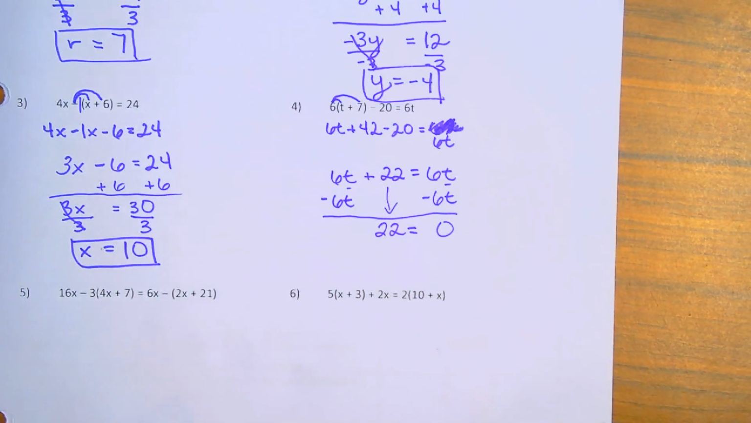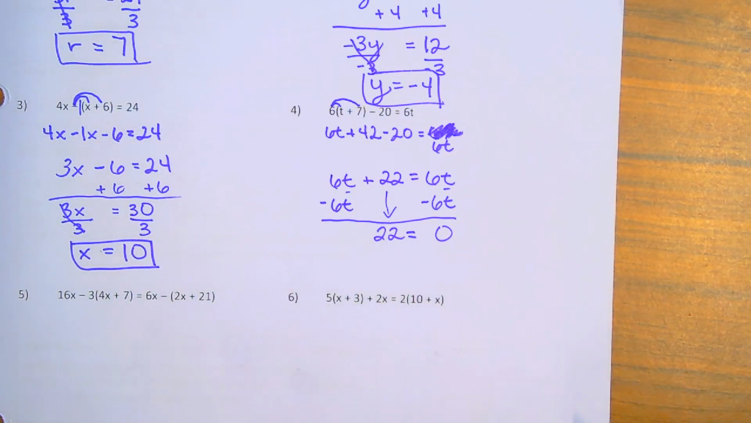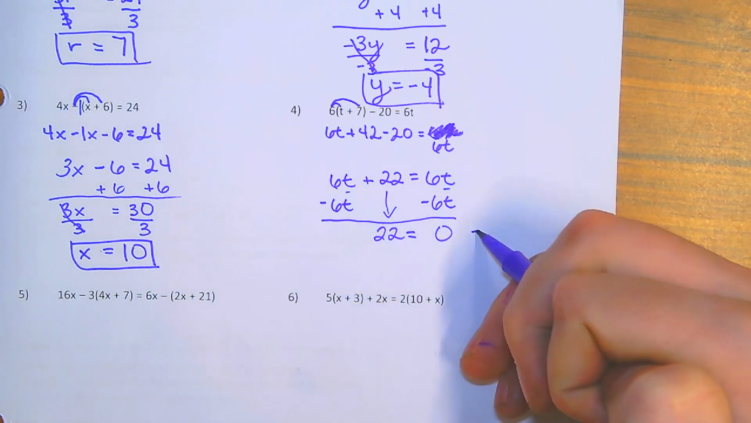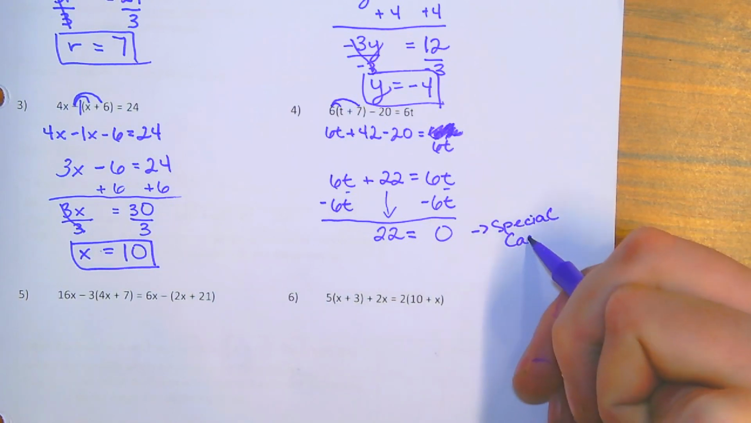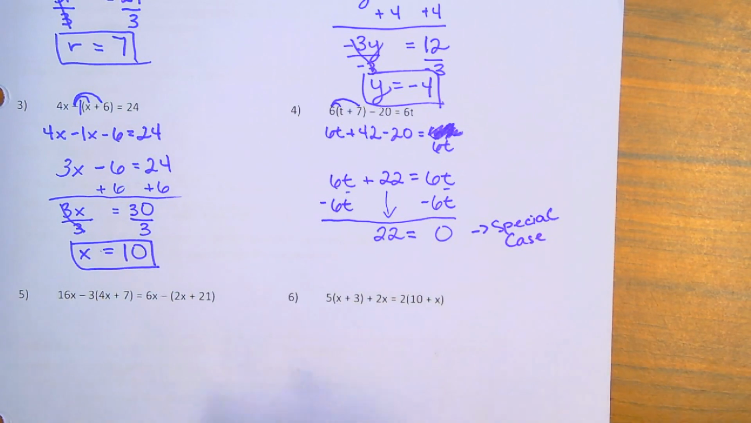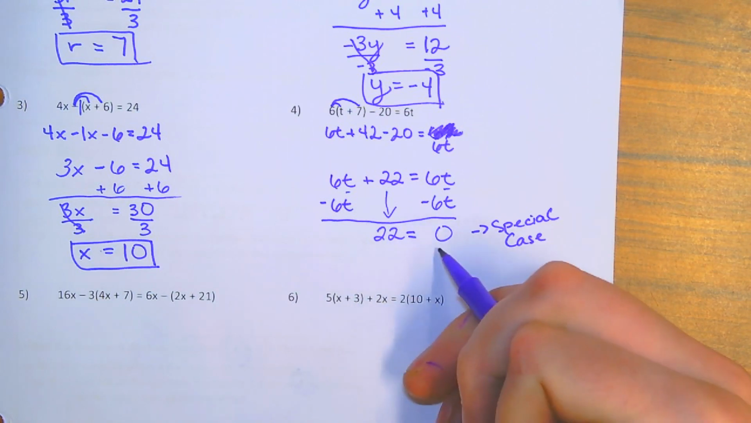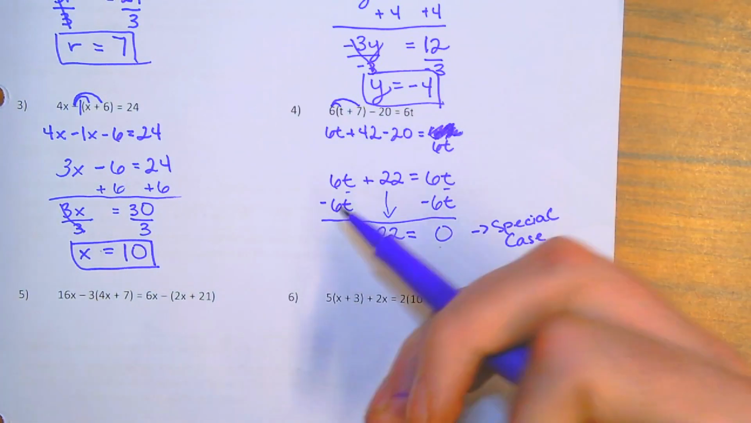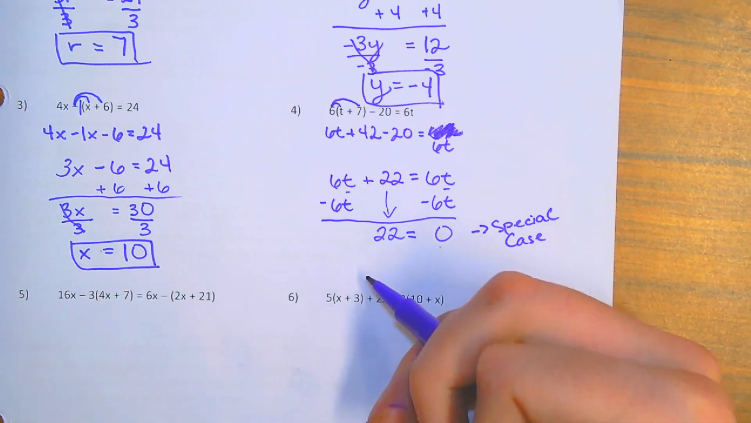Now hold on a second. We're kind of running into a little bit of a conundrum here, right? 22 equals 0. But 22 is not the same number as 0. They're not equal, right? So this is called a special case. Now a special case can either be no solution or infinitely many solutions. We'll talk about infinitely many here on 5, I think, in a second. But for right now, when we end with two numbers and no letters or variables at the end, we want to call that a no solution.